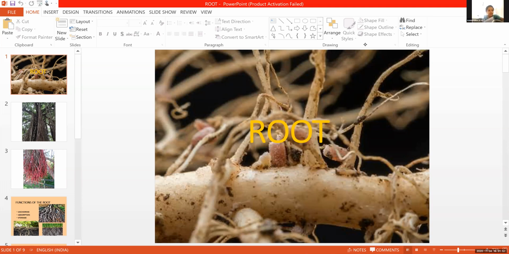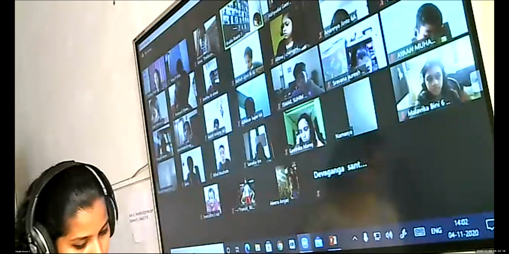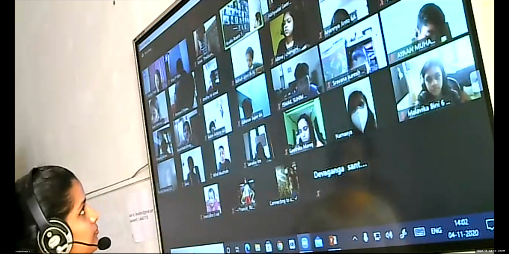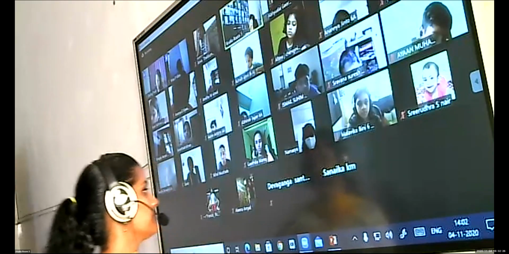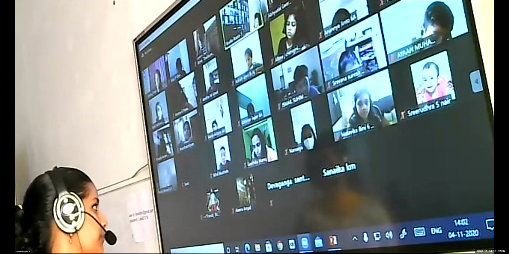Can you tell one more time? What are aerial roots? Ma'am, aerial roots are the roots which have their roots outside, that means above the ground. Above the ground. Okay. Ma'am, spelling of aerial. AERIAL. Aerial. So aerial roots are present above the ground level. Not sea level, ground level.